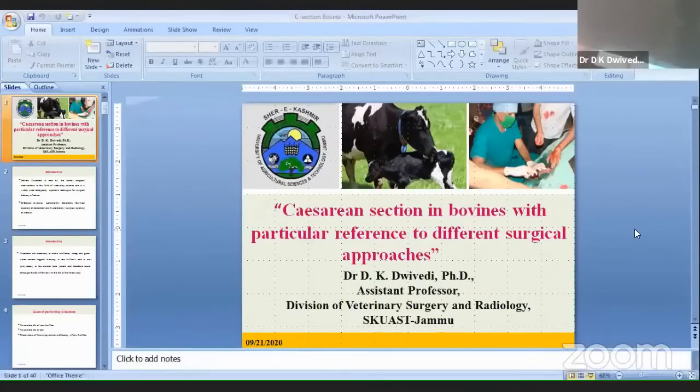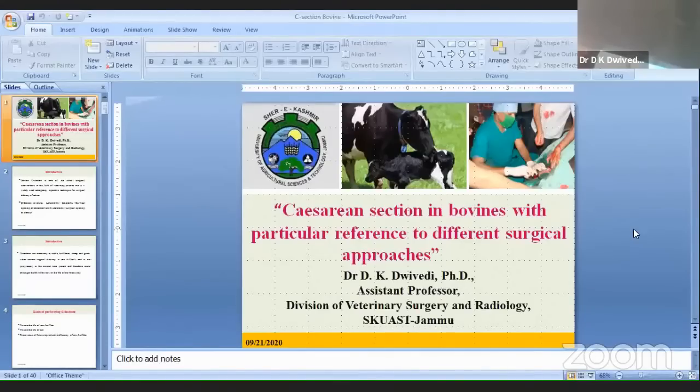In this particular session, we will have the discussion on Caesarean section in bovines with particular reference to different surgical approaches. Now, all of you know that the C-section is one of the oldest surgical interventions in the field of veterinary science. And it is commonly used as an emergency procedure for the surgical delivery of the calf or fetus.